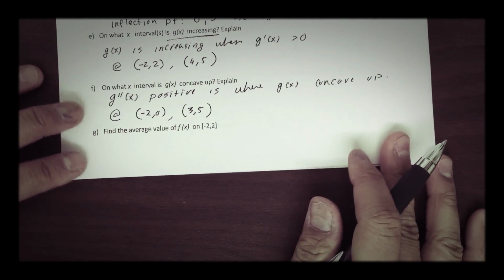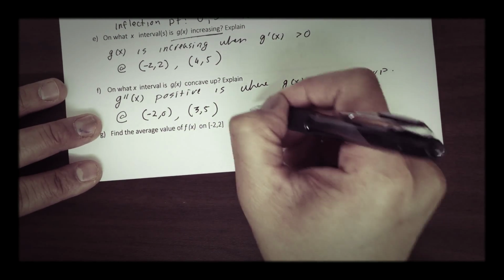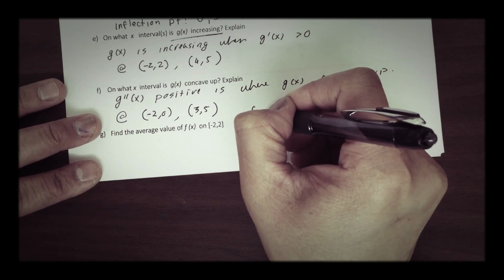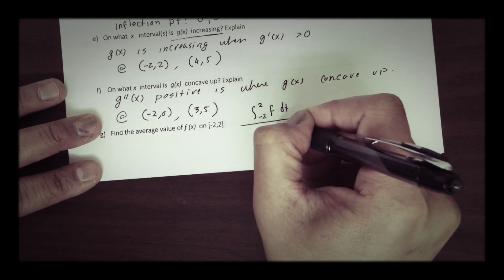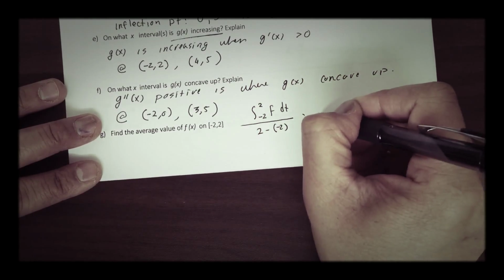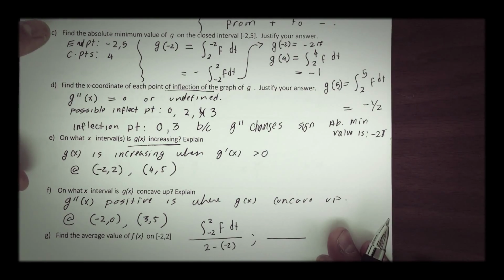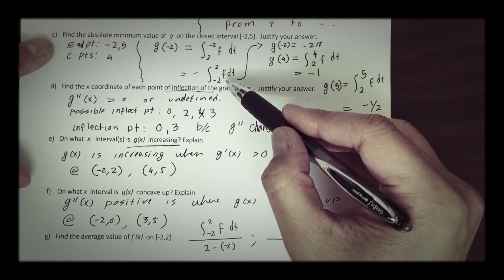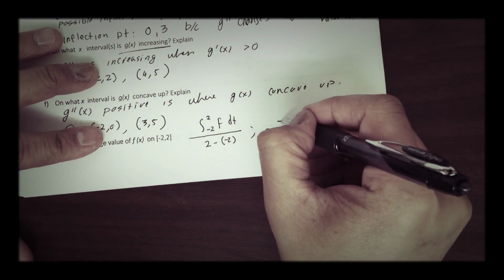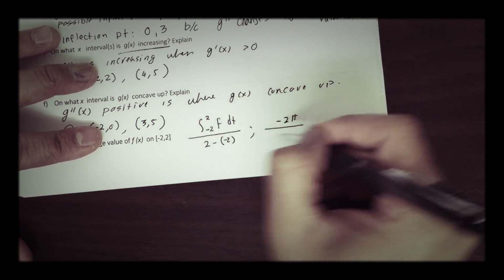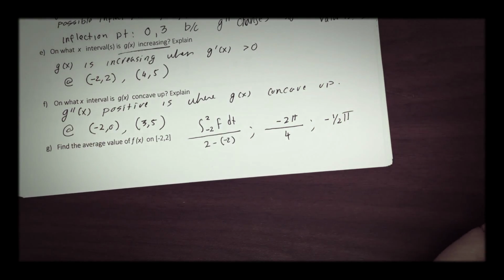Okay? Very good. Find the average value of f. So let's set up the integral for the average value. This is how we find the average value. Now from part C, we found that this value is actually -2 pi. So we did it already. And then this is 4, so therefore the average value is -1/2 pi, and we're done.